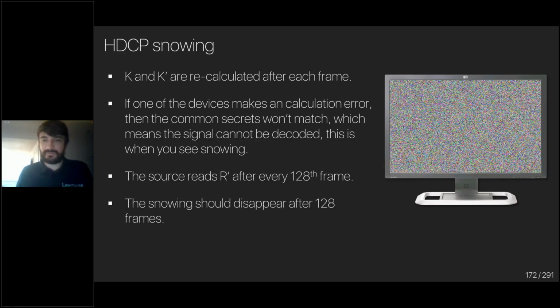To make sure that this doesn't last too long, the source reads out the common secret after every 128 frames, more or less 2 seconds, and checks if it's the same. And if everything is okay, it continues, but if not, it does the handshake all over again, and then you'll see the normal image. So you might see this when you're switching inputs on some devices. You get a moment of this snowing, and then eventually, fairly quickly, the image comes back.